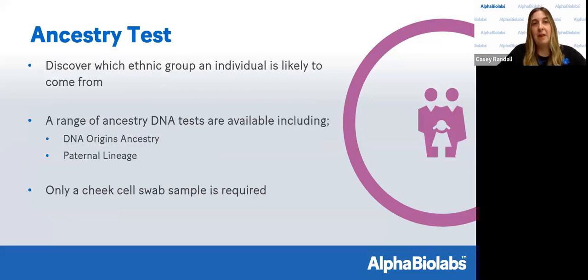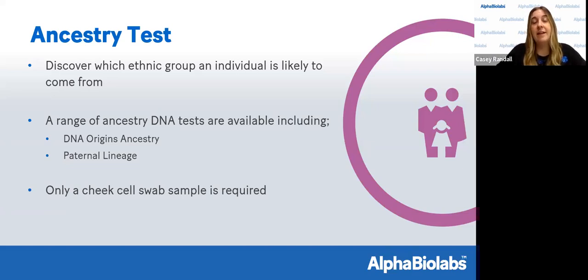Moving on then from that type of testing, we also have newly started to offer ancestry testing, which will determine which ethnic group an individual is likely to come from. We have a range of different ancestry DNA tests, and these include the two most popular, which are the DNA Origins Ancestry Test. This is a basic ancestry test that will put you into a region where you're likely to have originated from based on your DNA profiling.